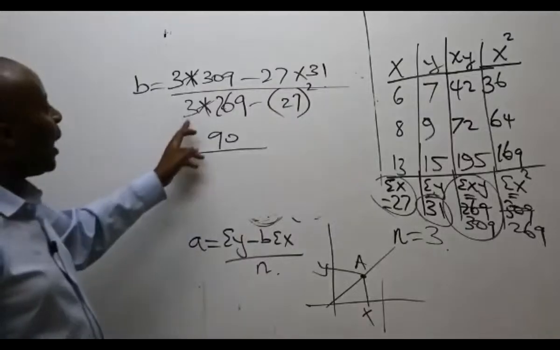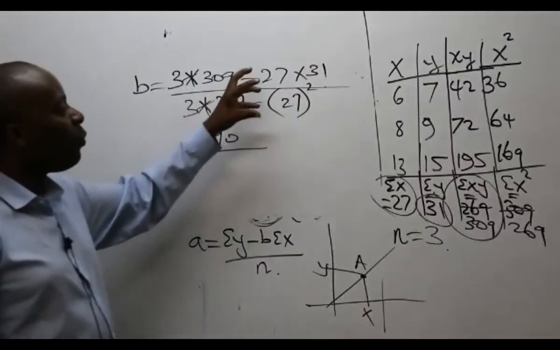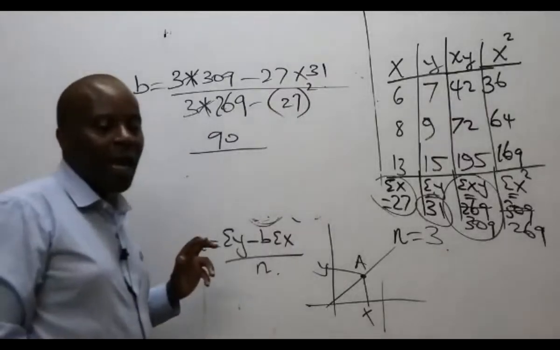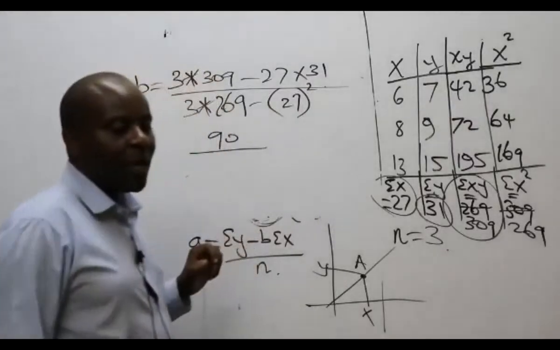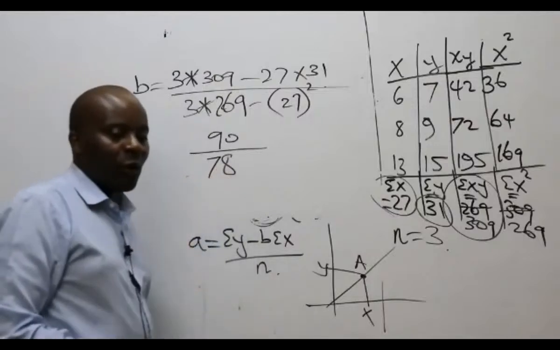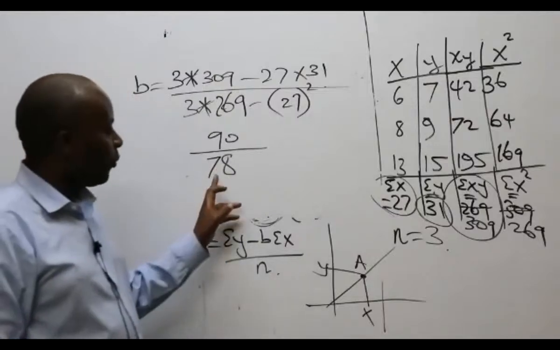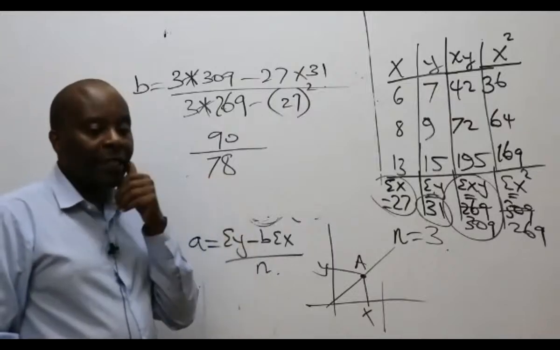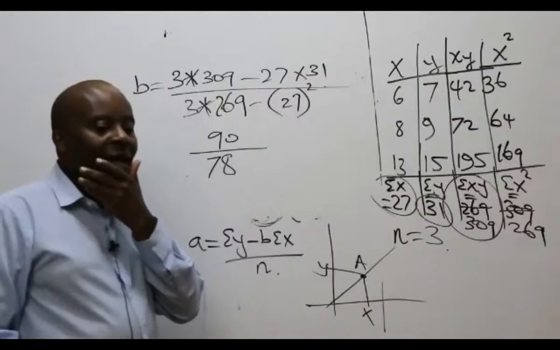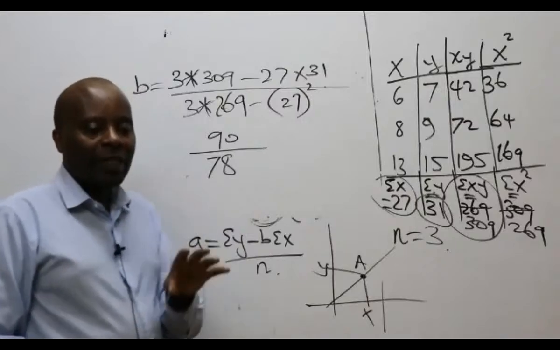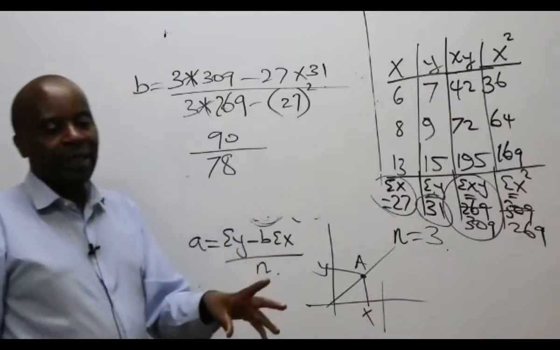Denominator is 3 times 269 minus open brackets 27 squared. 27 squared, according to Fatma, gives me 78. Of course, I would want this corroborated. I would want another student to confirm whether this 78 is correct. Sharon Gaetano, very good. Collins also has confirmed the 78. Maureen has also confirmed the 78.